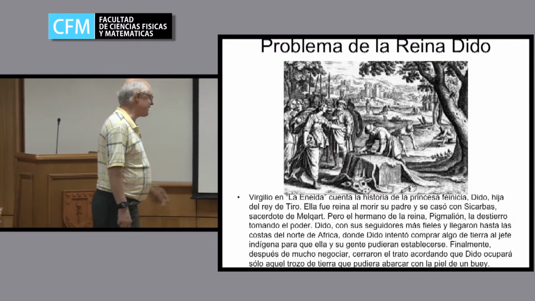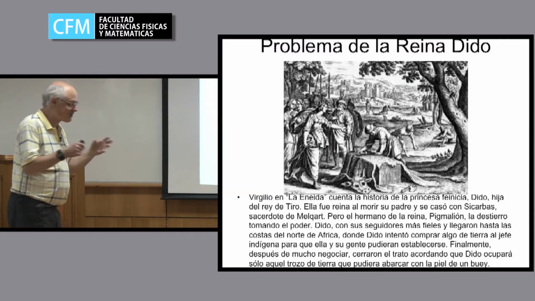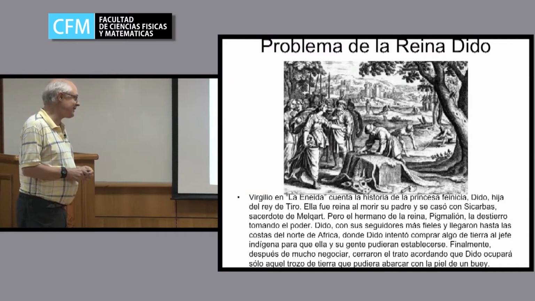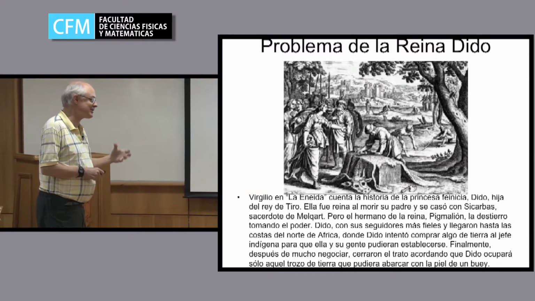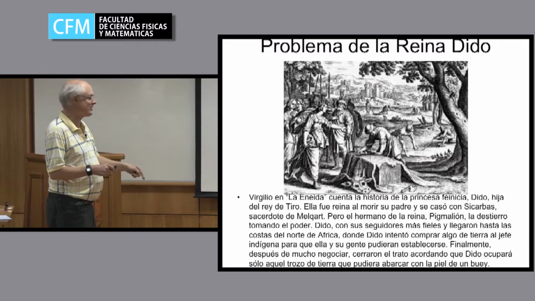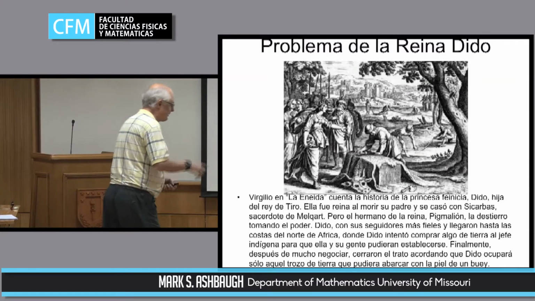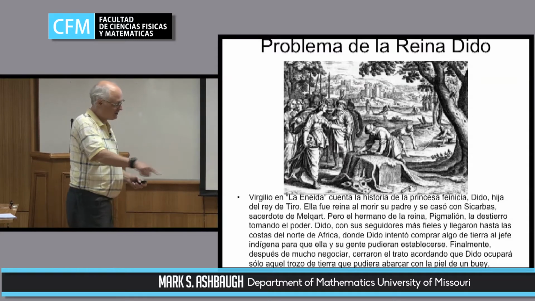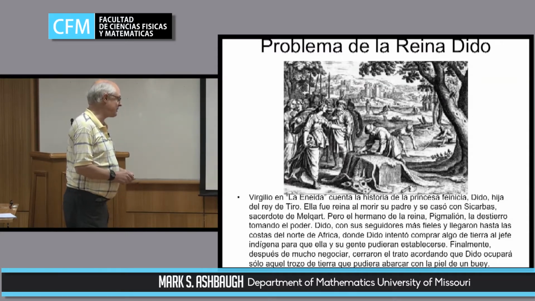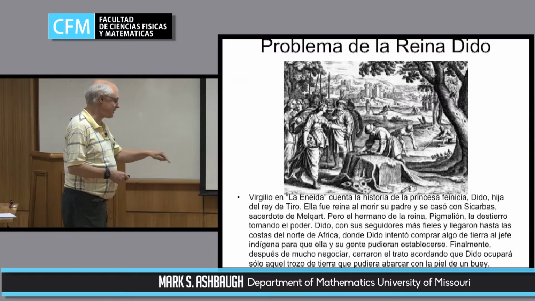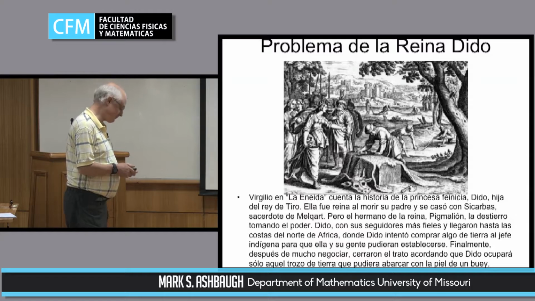And the fact that she used a semicircle is again saying that she understood something about how best to maximize the area that would be enclosed by this hide of the ox, given that she gets to use the sea coast as a piece of the boundary for free, essentially. She doesn't have to lay a piece of the ox hide along there. Okay, so that's the Queen Dido problem.